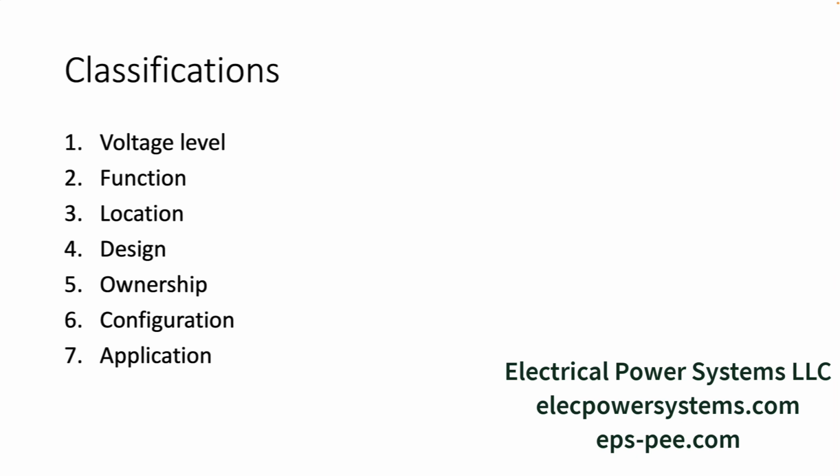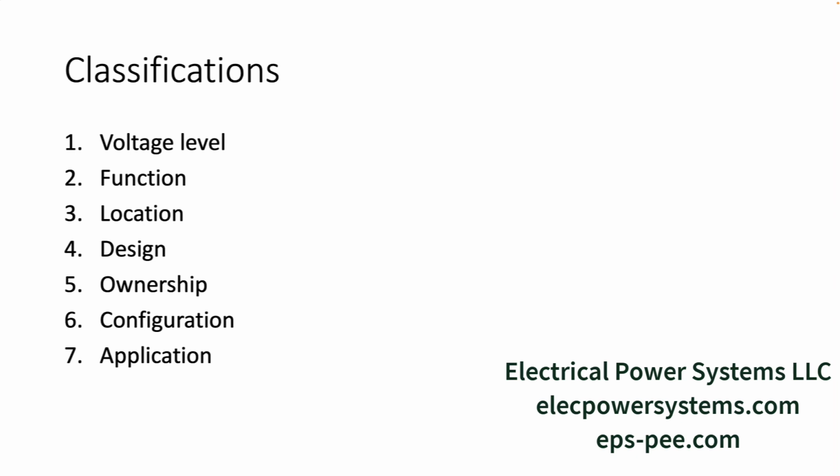Pole-mounted substations. Pole-mounted substations are small substations that are mounted on utility poles. They are typically used to serve small loads, such as residential neighborhoods or commercial areas. Underground substations. Underground substations are built underground to save space and reduce visual impact. They are typically used in urban areas where space is limited and visual impact must be minimized.